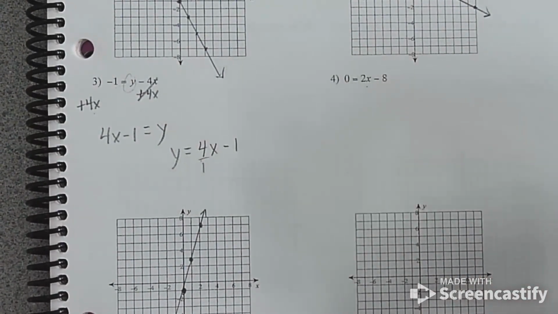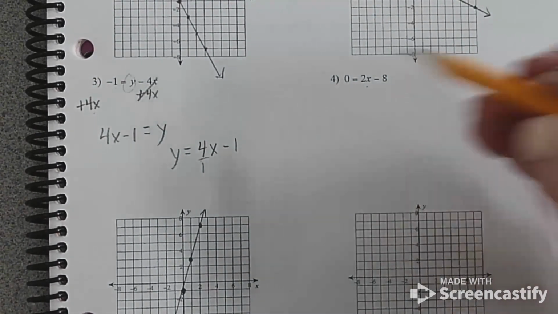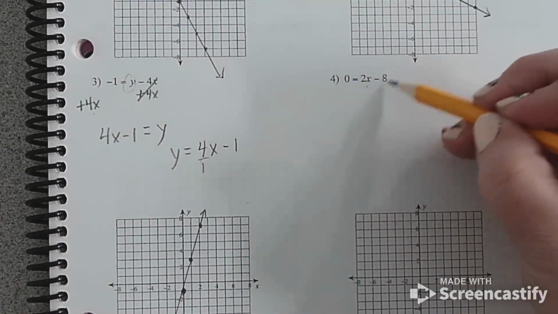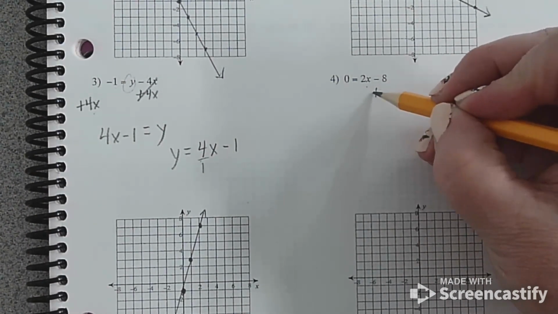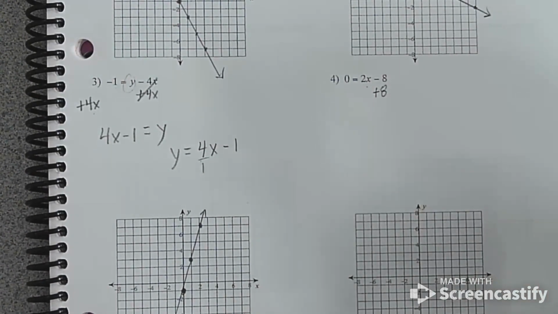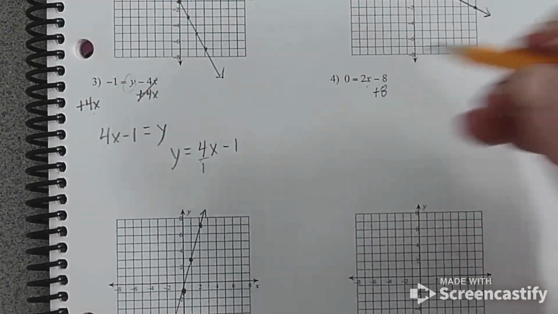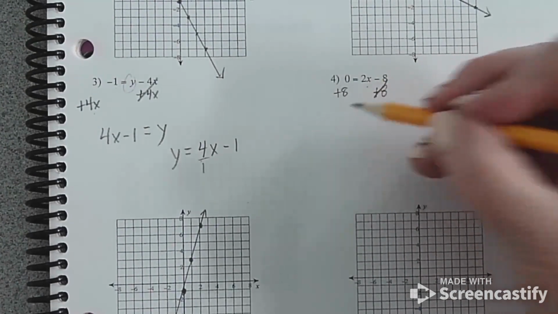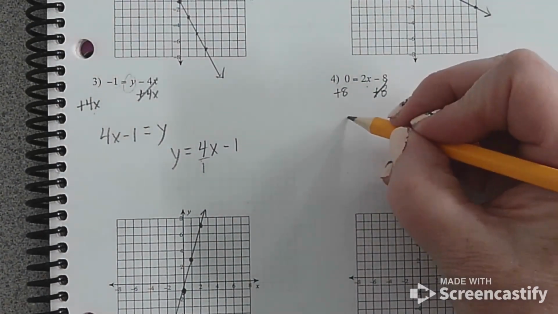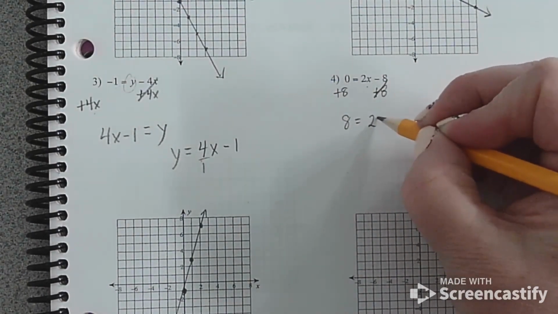Again, we have a 2 by the x and we have a subtract 8. So we need to get rid of this extra number here. The inverse operation of subtract 8 is add 8. So we're going to add 8 here and we're going to add 8 here. These are both whole numbers, so 0 plus 8 is 8 equals 2x.